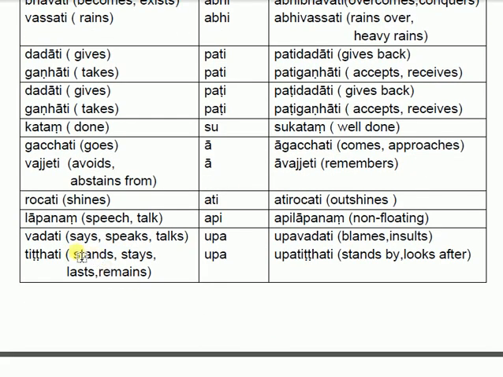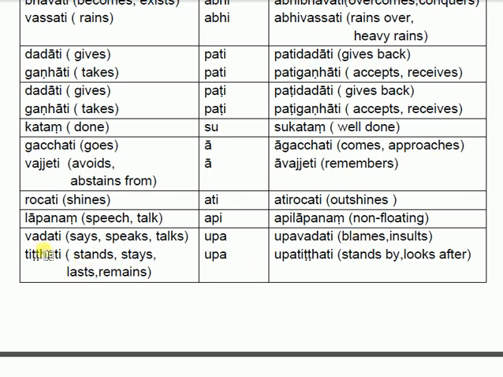And now rocati. Rocati means shines. Then we add ati prefix, then atirocati. Atirocati means outshining, outstanding shining, thoroughly shining. Lapanam. Lapanam means speech or talk. Then we add prefix api, then apilapana. Apilapana means non-floating.